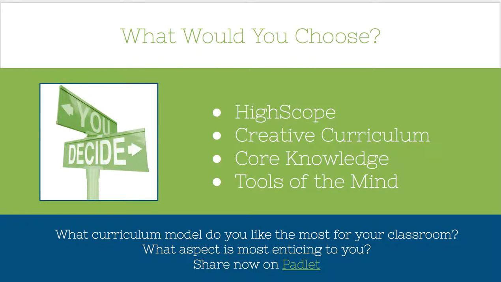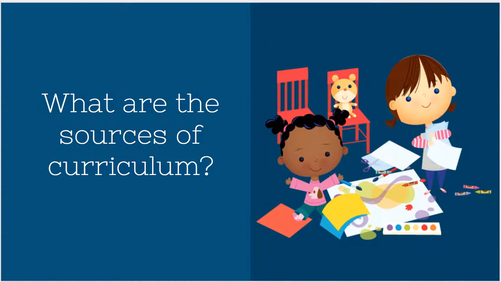After viewing each of those videos and reading about the characteristics of High Scope, Creative Curriculum, Core Knowledge, and Tools of the Mind, you decide which model do you like the best. I know you don't have students that you're matching the personalities or the learning styles to, but what do you like that stands out to you? Chances are there's probably one or two that really you find a connection with. I'd like you to share on Padlet answers to those questions.